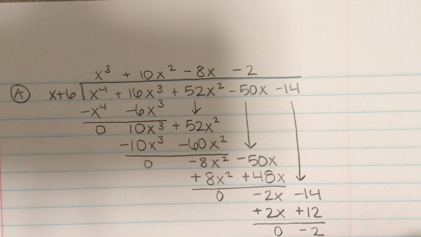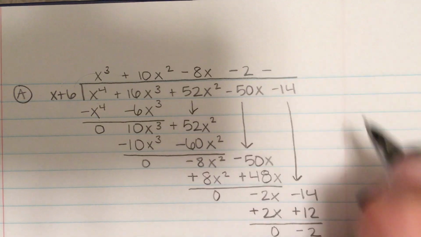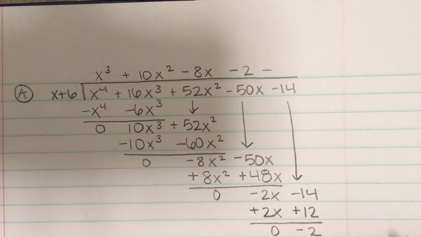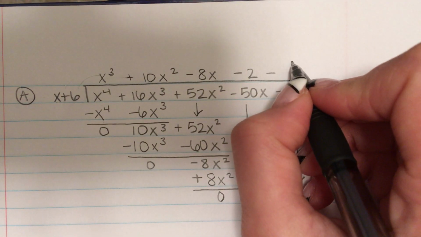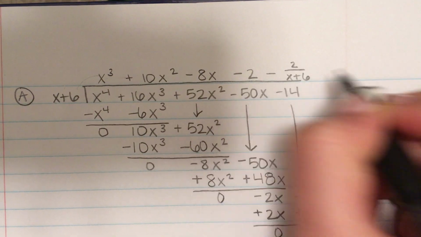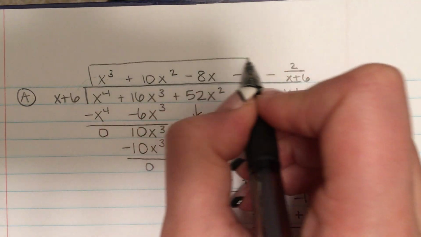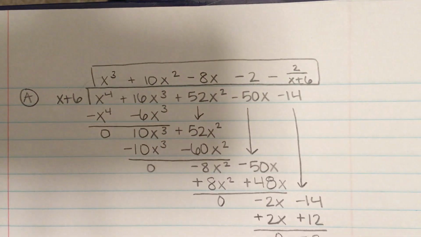And once you get to the end, you know what your remainder is. So I'm going to go up here and I'm going to say minus because my remainder is negative. And then I write the remainder as a fraction. I have a remainder of 2, and that 2 still needs to be divided by x plus 6. And so this right here is my final answer.